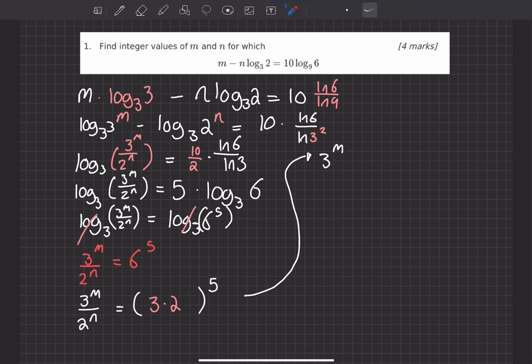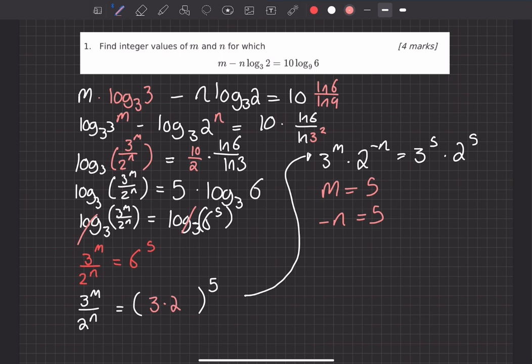And what we know is that 1 over 2 to the power of n is basically 2 to the power of minus n, right? So this here is multiplied by 2 to the power of minus n. We can bring this up here, right? And this equals 3 to the power of 5 multiplied by 2 to the power of 5. So what we see now is 3 to the power of m multiplied by 2 to the power of minus n is 3 to the 5 multiplied by 2 to the 5. So immediately we see that m equals 5 and minus n equals 5, right?